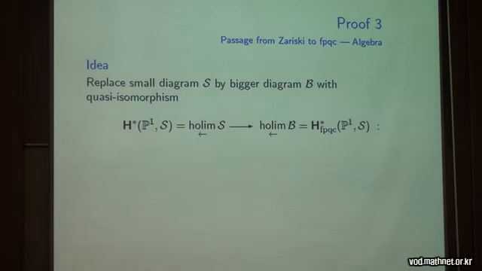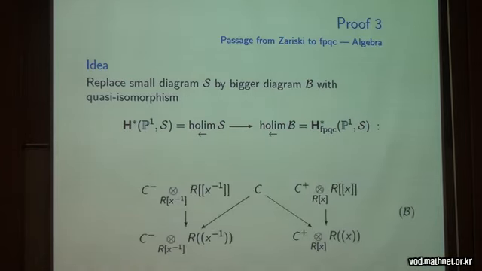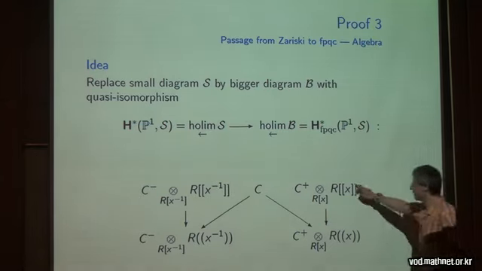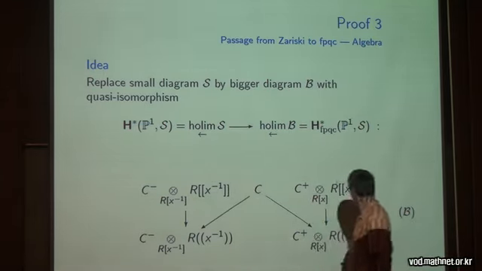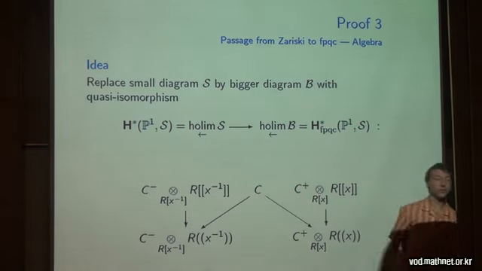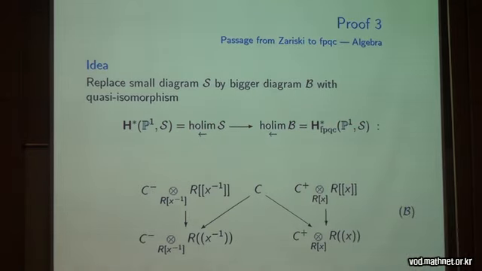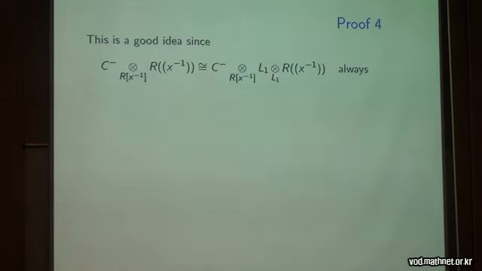So the bigger diagram looks like this. It has 5 entries. And here again, you see the power series rings appearing, you see the Novikov rings appearing, and you reassuringly still have the original complex C in the middle, which is good because we want to show something about C. So we can all do that. The question is, is this a good idea? Okay, and here's why it is a good idea.